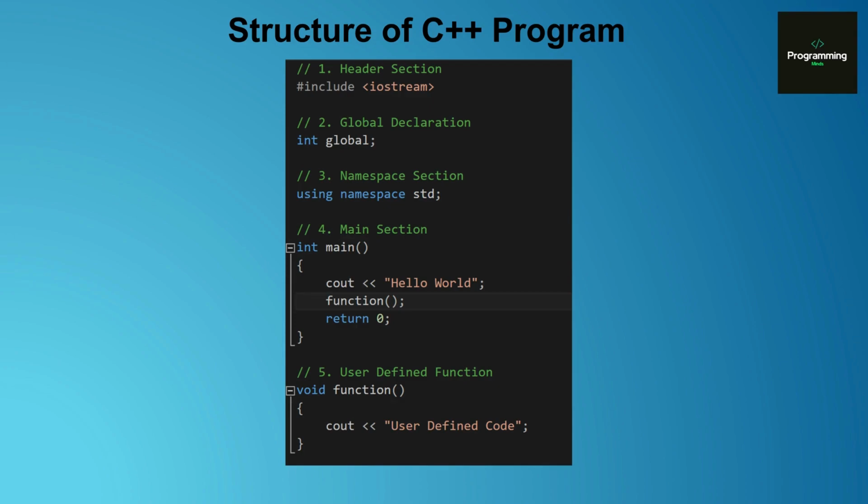Now coming back to the main section, it is returning 0. So what is this? Whenever a function returns any result, that goes to the return keyword. Here we are returning 0 to the main function. So these are the sections which are available in C++.